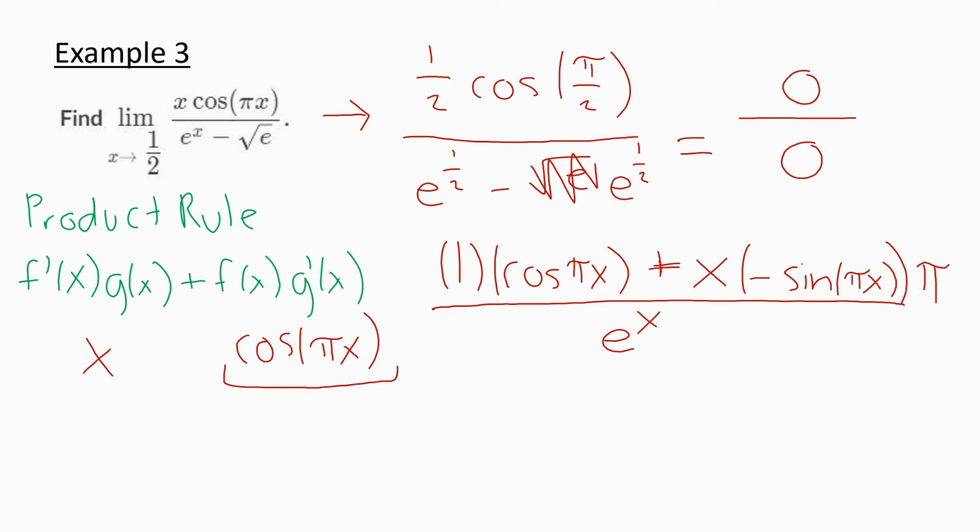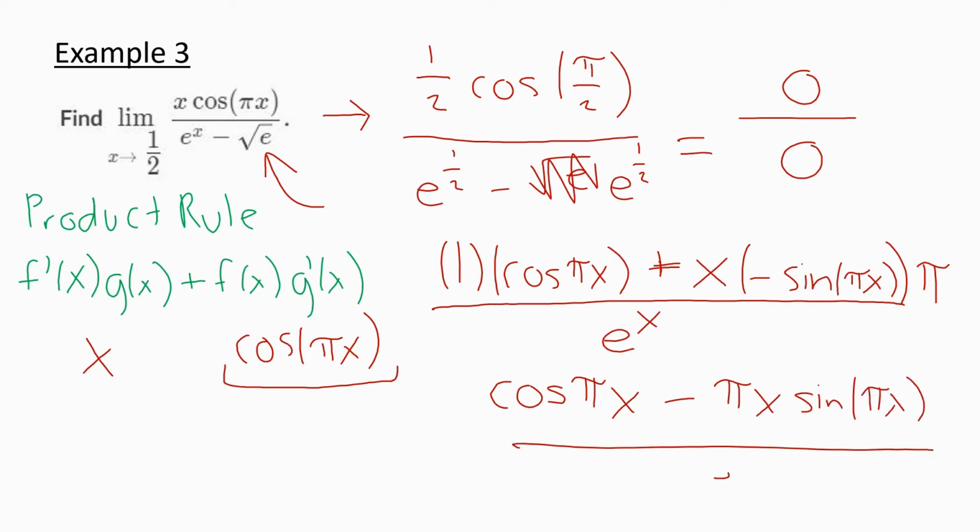And then, so minus the derivative of the square root of e. Now I just want you to remember the derivative of the square root of e is going to be 0 because we're taking the derivative of a constant. So I'm just going to write e to the x. So let's simplify this a little bit. This will be the cosine of pi x minus pi x times sine of pi x, all divided by e to the x.